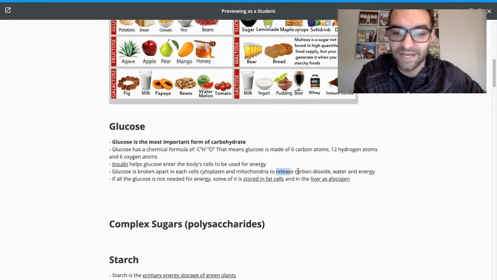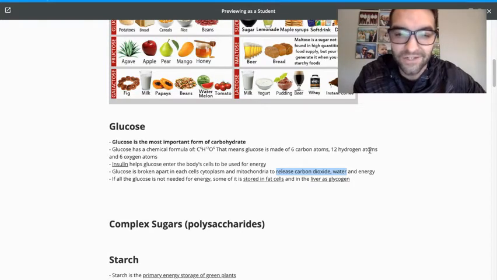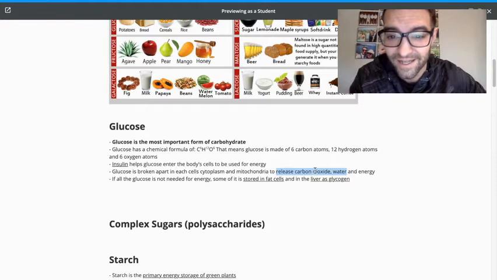Now, side note, release of carbon dioxide and water. I challenge you to think about, how does our body get rid of carbon dioxide and water? We actually exhale that. So our breathing, our exhaling, is a result of this glucose being broken down from all of our cells. And then our lungs are obviously a big part of that as well, but that is a chemical reaction that occurs every time we're breathing.